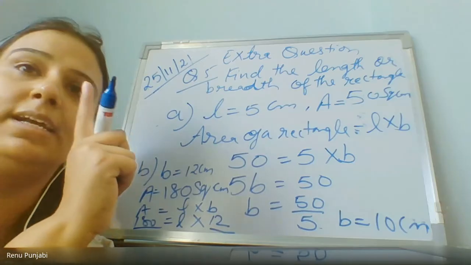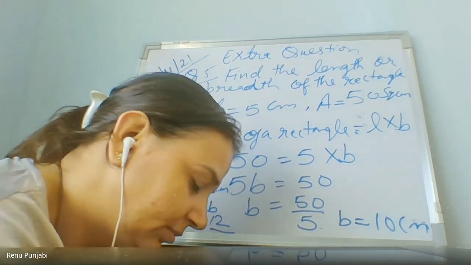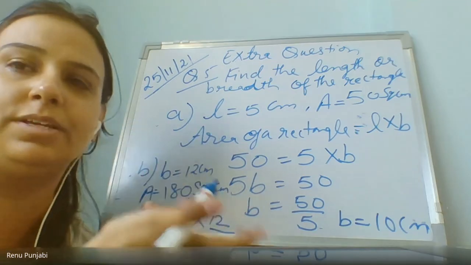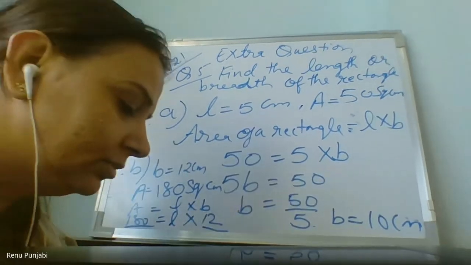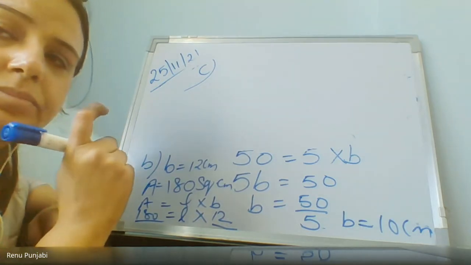Yes, ma'am. The perimeter of the rectangle is given. What is the formula of the perimeter of a rectangle? 2 times length plus breadth. Ma'am, if we do 4 plus 4, 8, minus 20 is equal to 12, divide by 2, 6. The answer will be 6. Rudra, let me write.